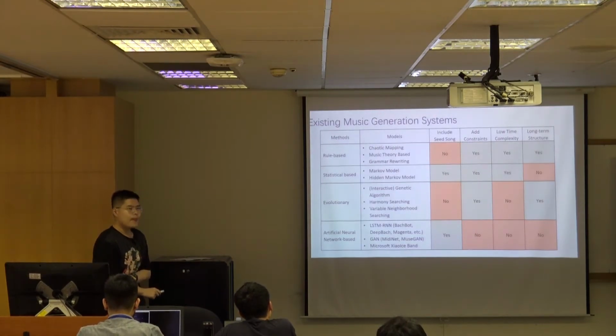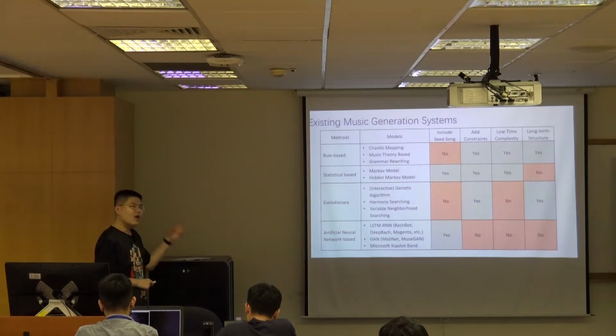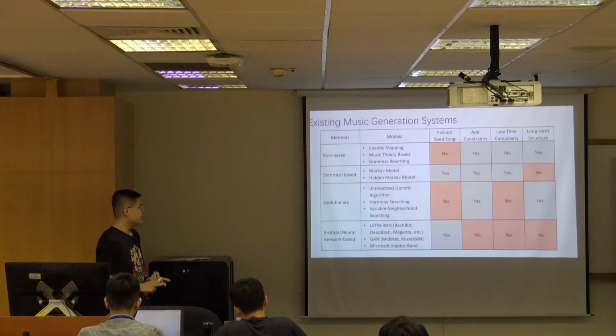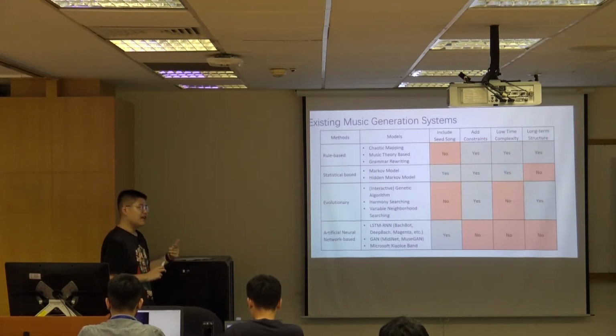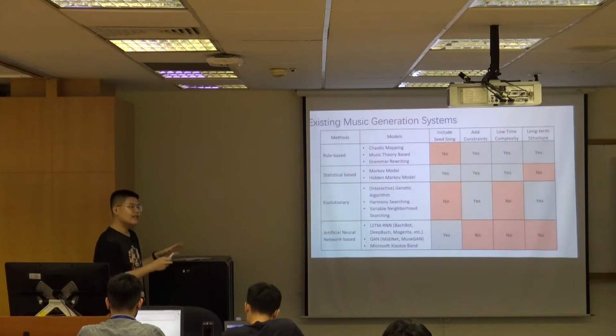Existing music generation systems can be categorized into 4 classes: rule-based, statistical-based, evolutionary, and artificial neural network-based. So now we know what we want for the generated music. What properties should the music generation system have to guarantee the features? First, it should support including a seed-song. This is to guarantee the music preference. And it should support adding constraints. This is to guarantee the domain-specific requirements and musicality.